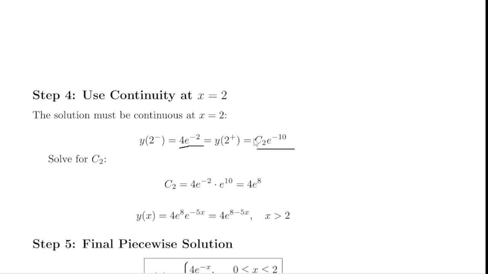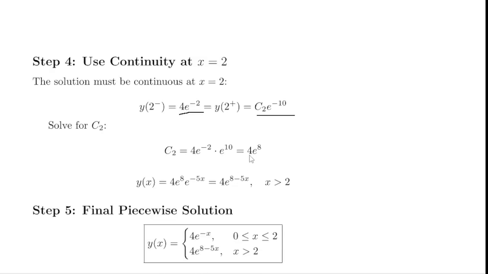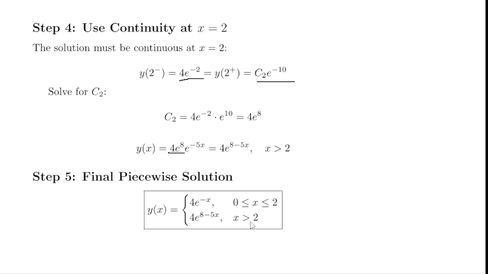And so when we solve for the constant by multiplying both sides by e to the 10, we get the constant is 4e to the 8th power. So then y(x) is going to be the constant, which is 4e to the 8th, times e to the negative 5x. And because you have the same base, you can add exponents. And so we have 4e to the (8 minus 5x) power. And so this is going to be the final piecewise solution.